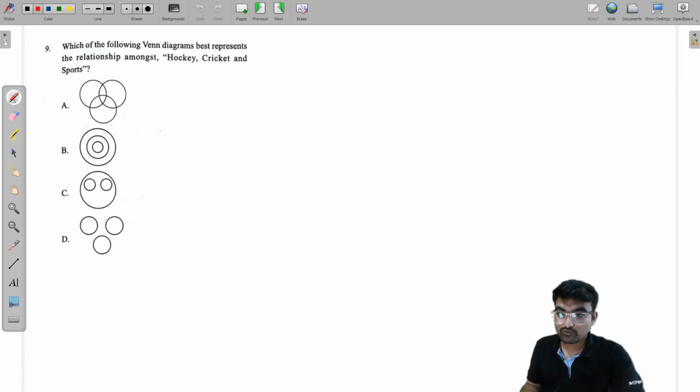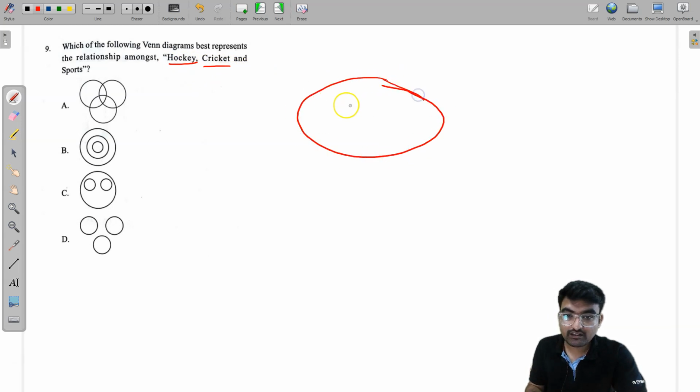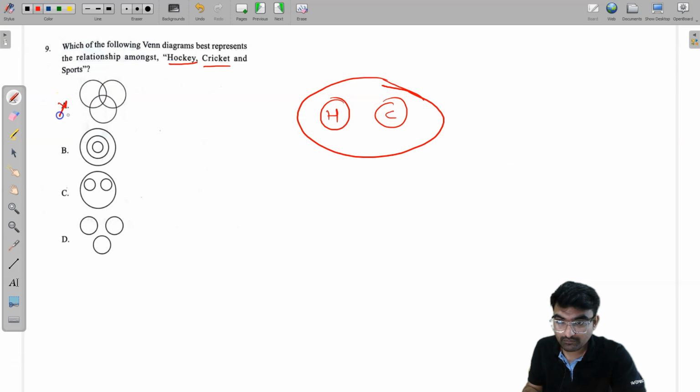Coming to the next question, number 9. Which of the following Venn diagrams best represents the relationship amongst hockey, cricket and sports? Now hockey and cricket are two types of different sports. So inside sports there is hockey and there is cricket, correct? Now let's check the options. Option A is not true, B is also not true, C is correct. Correct?